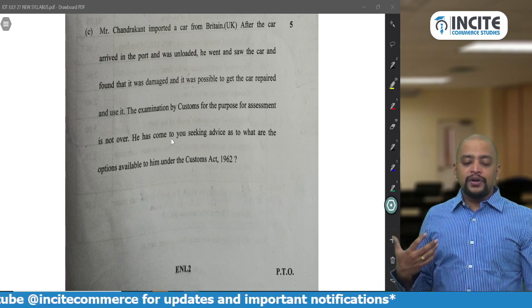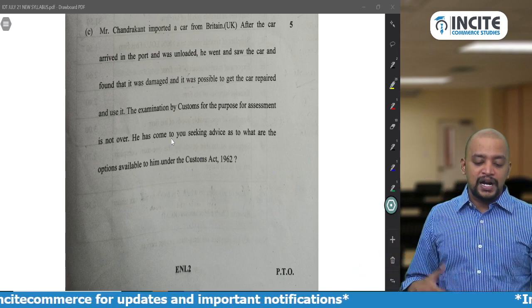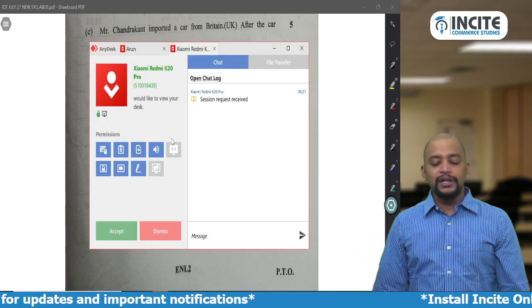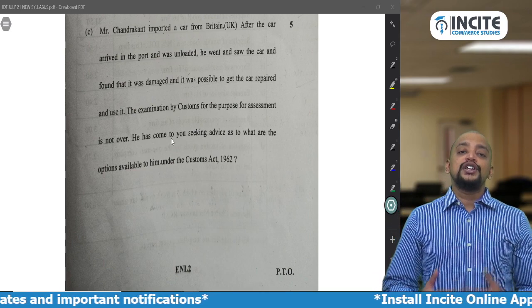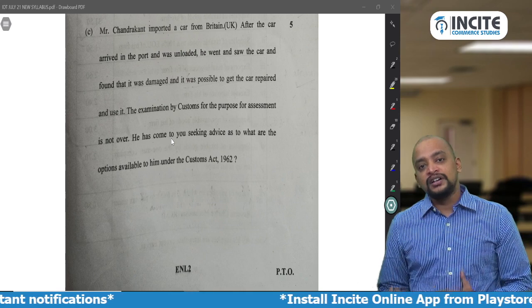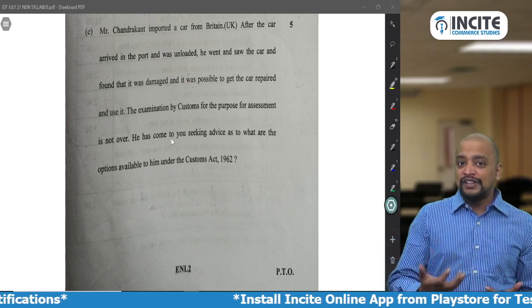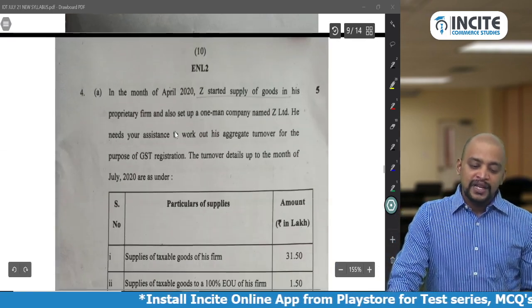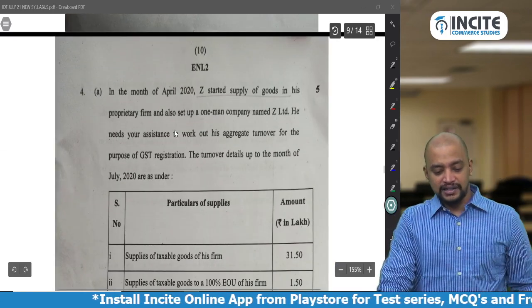While discussing the marathon, I told you in case of damage, we get an abatement. And it was possible to get the car repaired and use it. The examination by the customs for the purpose of assessment is not over. So what does he need to do? He can go and claim the damage abatement, so he will pay the reduced customs duty. Okay. So that section 22 related point we need to write. They did not directly ask, it is hidden in that.